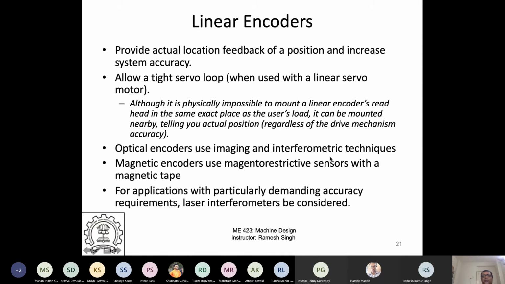Optical encoders are also used. Interferometric techniques are also used. Magnetic encoders are also there. So optical, magnetic, and interferometric, all three linear encoders are there.